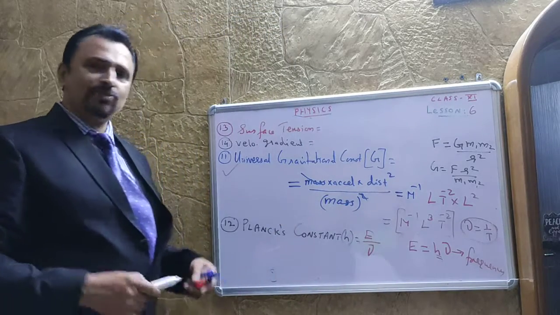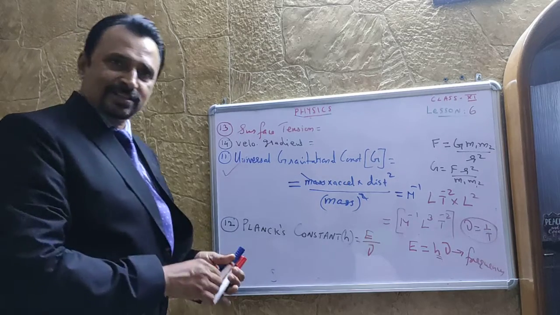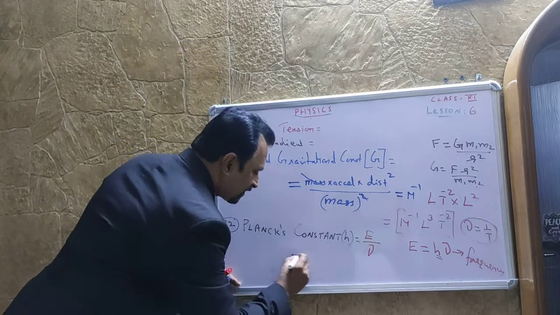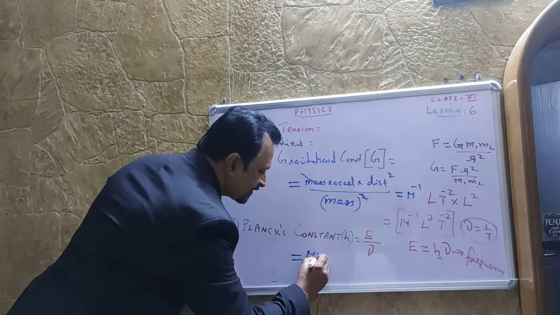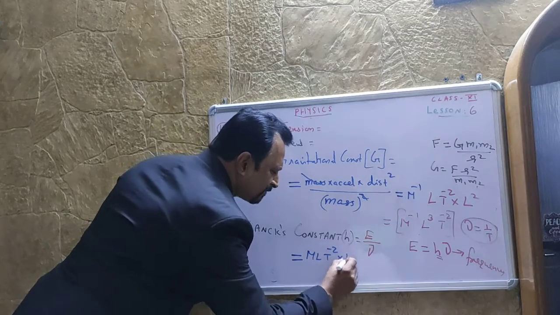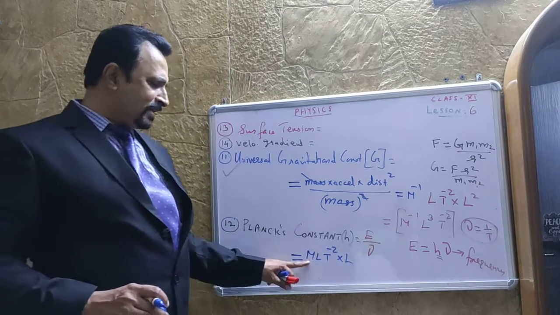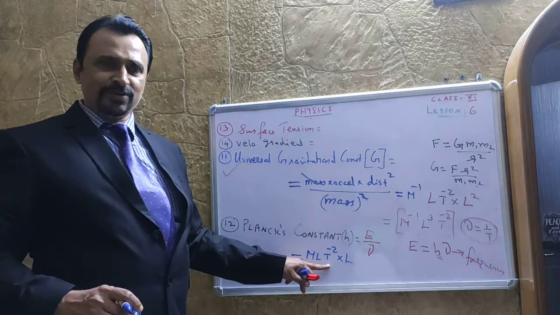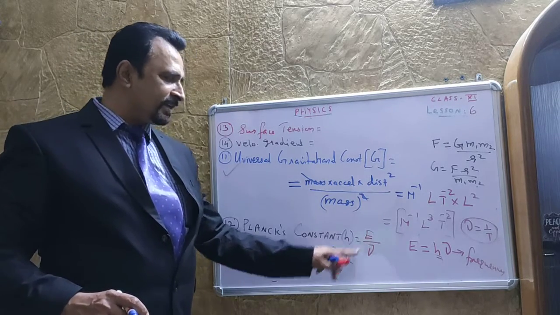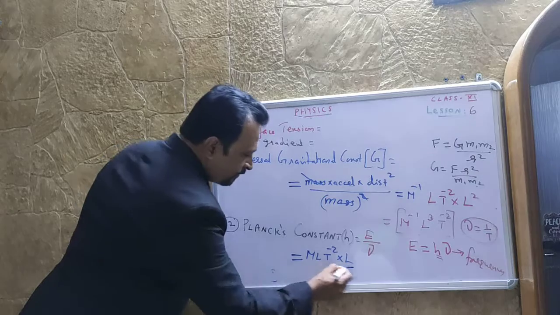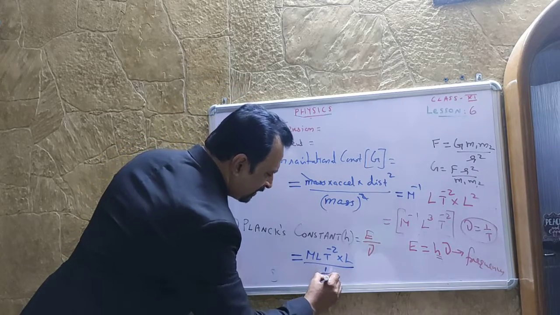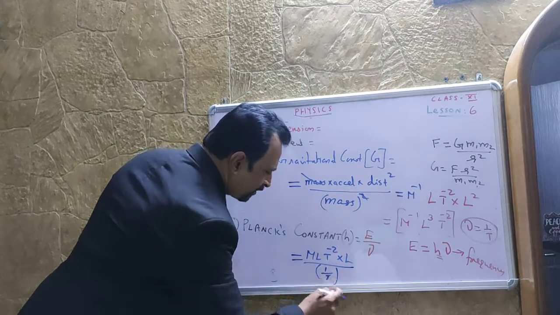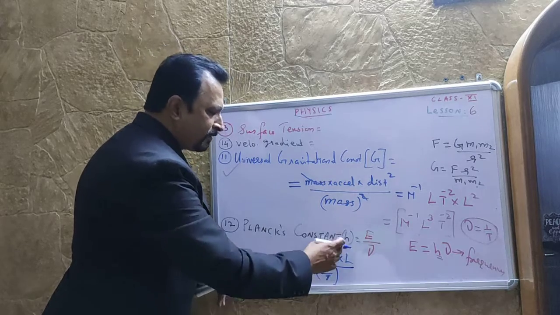And energy means work done. Energy and work done are the same. So energy is equal to work, and work done is equal to force into displacement. Is it right? Force is mass into acceleration, multiplied with the displacement. That is called energy, upon frequency, which means 1 upon T. This T is going to the numerator. So it will become T to the power 1.